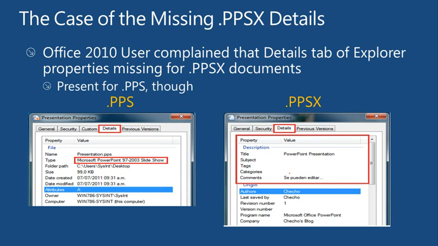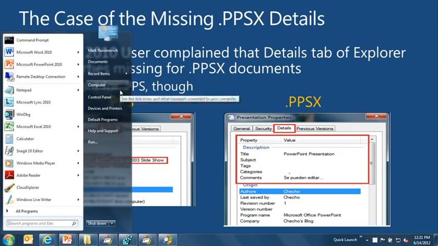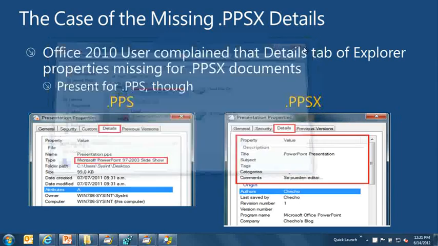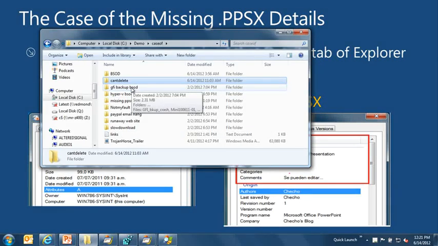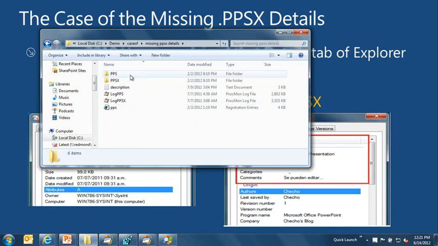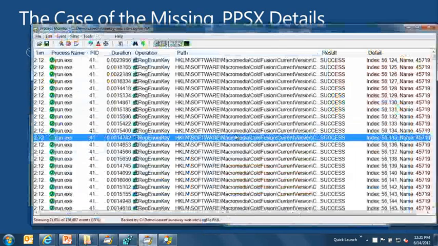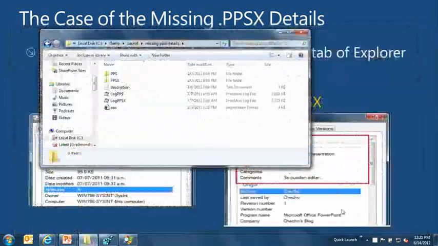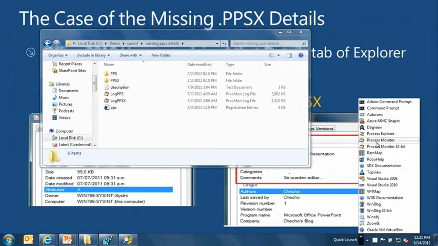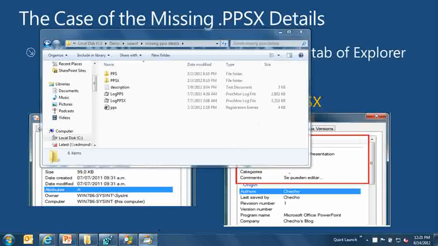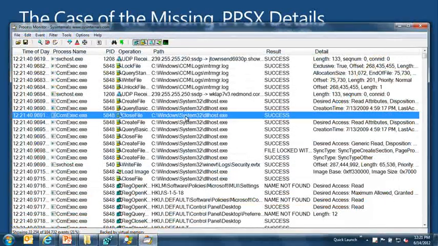But this is actually something you can see on your own systems. If I go to Computer, and if I go to my little folder here, and I go to Missing PPX Details, I've got two files. One is a PPX and one's not. I'm going to reset Process Explorer, and we're going to fire up Process Monitor and capture a trace of the execution of me looking at the properties of the PowerPoint show file, and then compare it side by side with me looking at the properties of the 2012 version, and then see if we can find the difference.